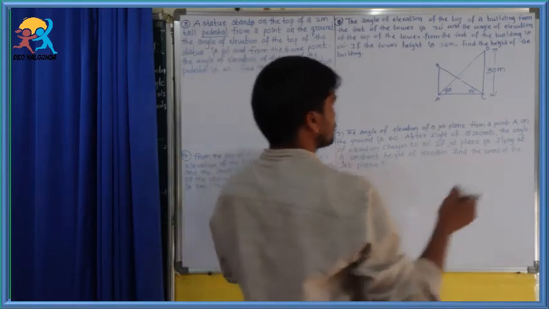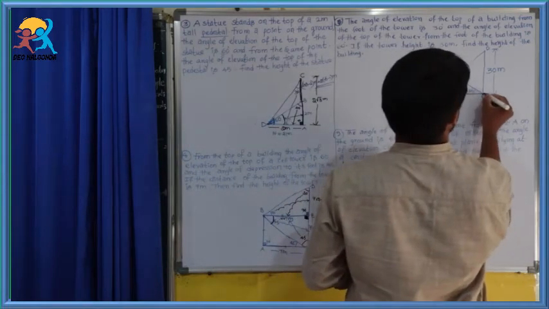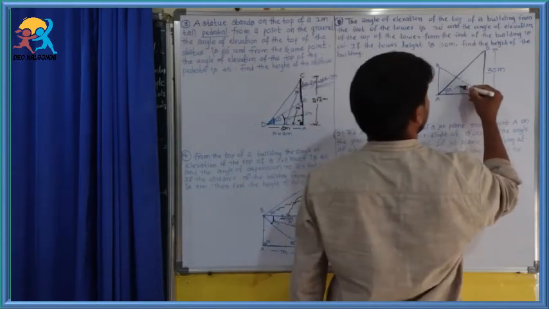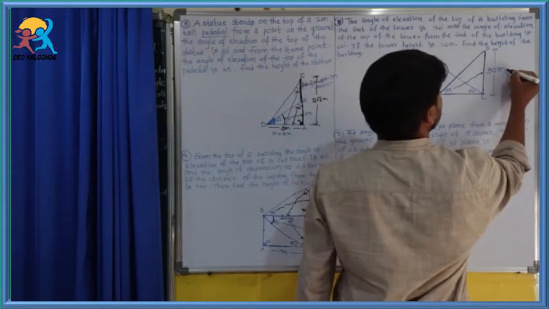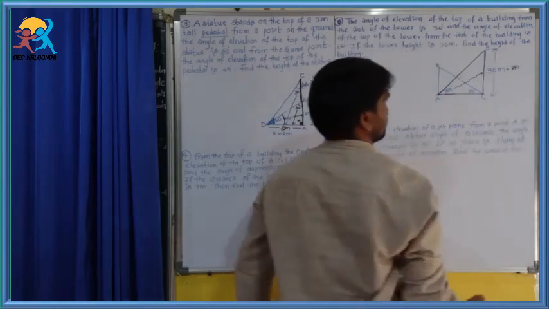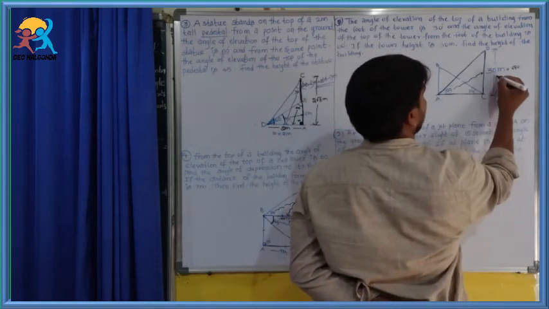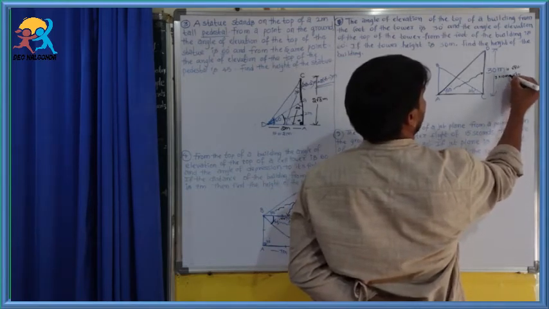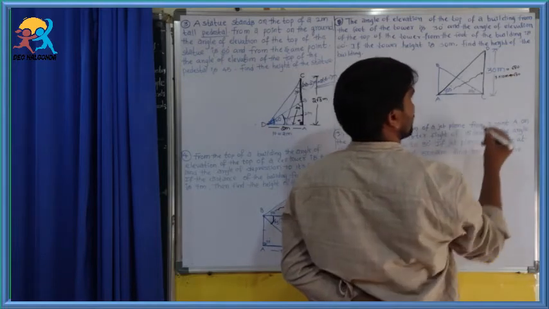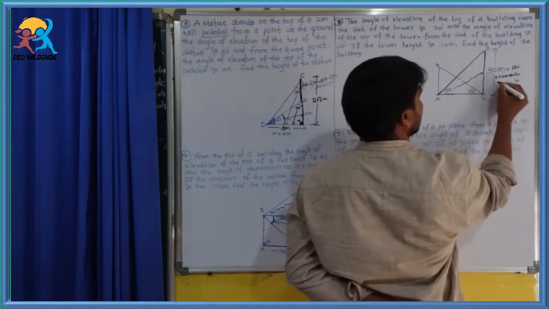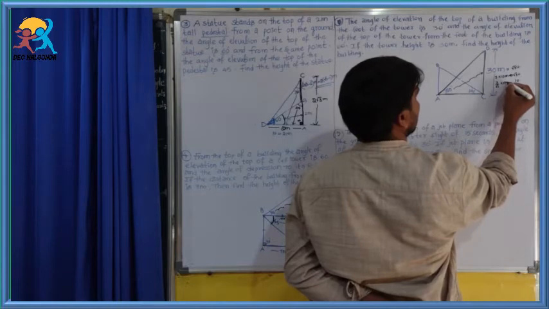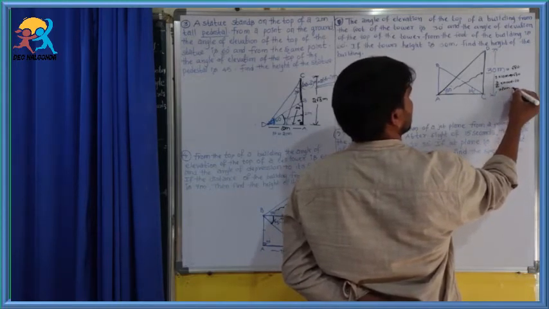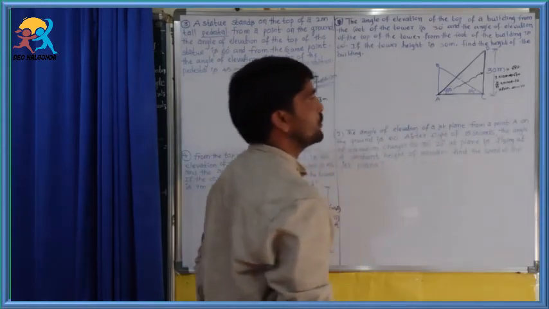See, in triangle ACD, opposite 60 degrees is root 3 units, and that is 30 meters. Simplify this: 30 can be written as 3 into 10 meters, equal to root 3 units. Then 1 unit value is 3 by root 3 into 10 meters. 3 by root 3 is root 3, so 1 unit value is 10 root 3 meters.